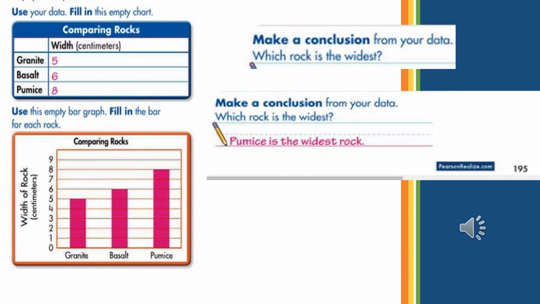Okay, and in the bar graph, bar, you know what's the meaning of bar? This column, this rising line, or this pink column, can you see it? So the bar graph helps to compare the rocks, helps to know which one is widest. And that is the question at the bottom of the page. It's saying make a conclusion from your data. Which rock is the widest? Come on, tell me. Use your bar graph to compare which one is the widest. Of course, it's pumice, yeah.